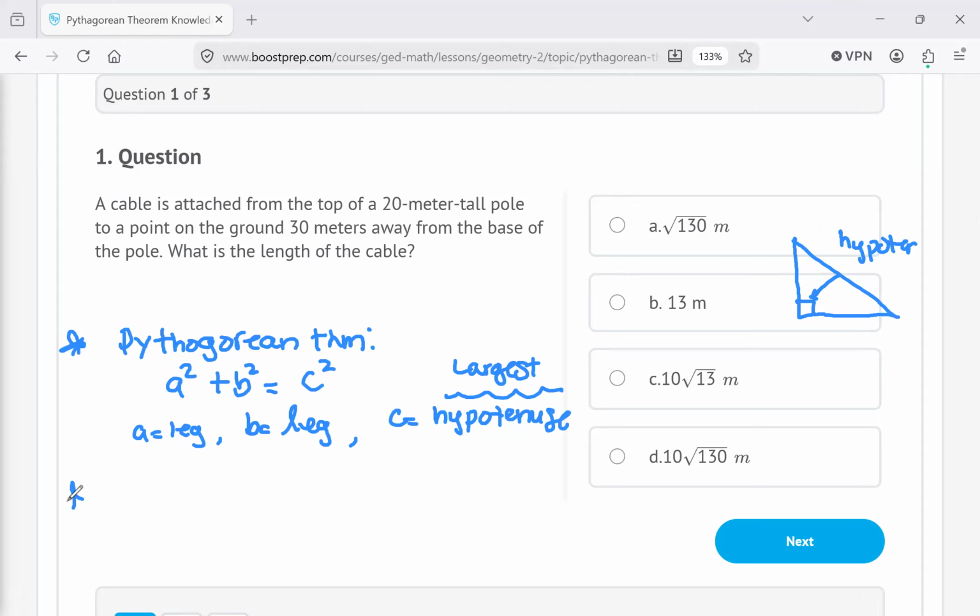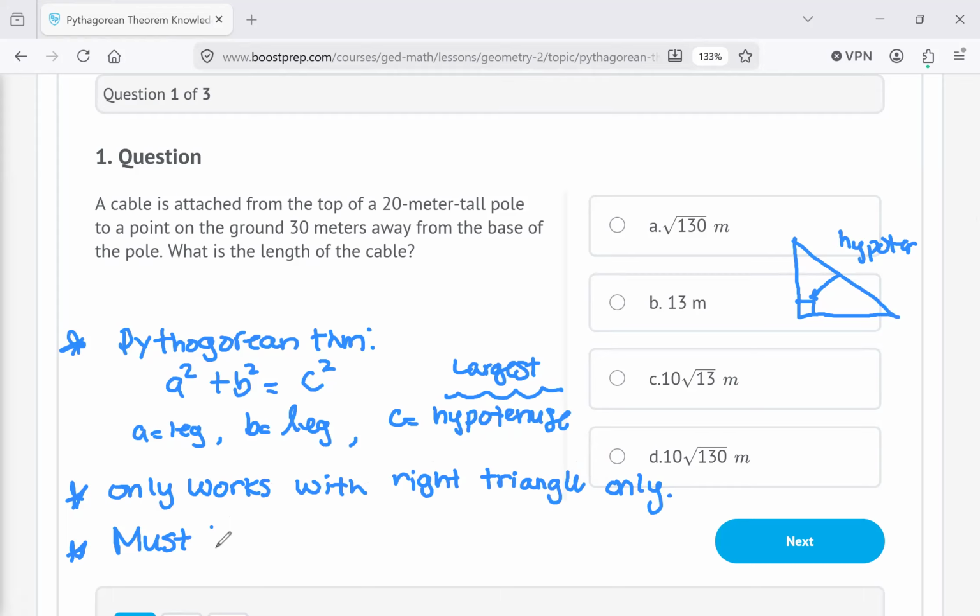It only works with right triangles only. And then you must have two known side lengths. If you don't, you probably have to use something else, and that'll be another story. But right now we're talking about Pythagorean, so they should give you two sides. Okay. Let's move on. If you need to pause the video, go ahead.